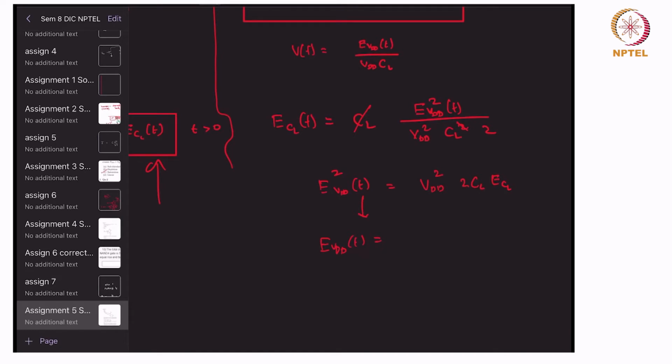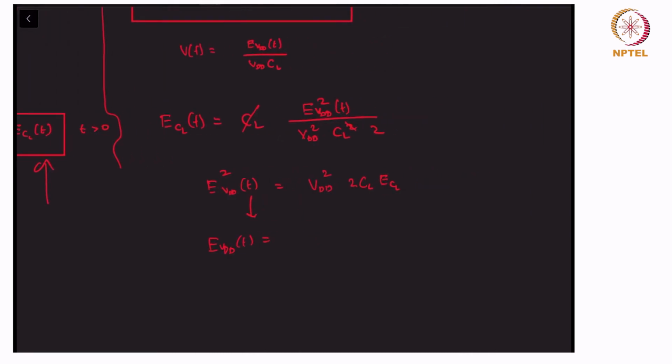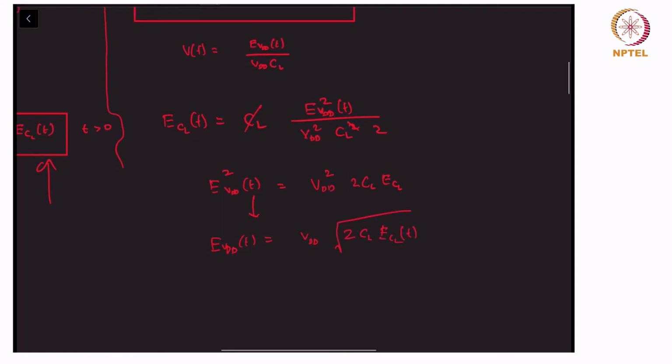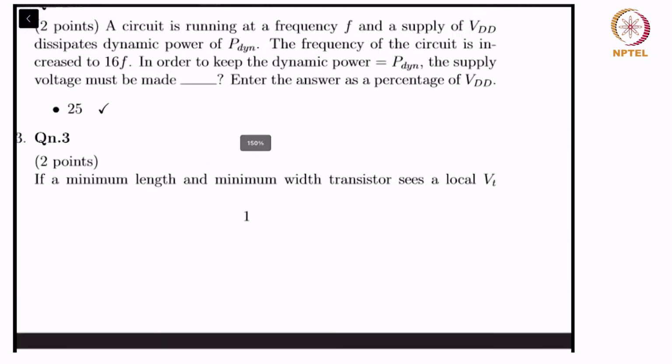In fact, E_VDD will also be positive because we have given it as the energy spent by the supply, the energy supplied by the supply, right? Not the energy dissipated by the supply. So this will be VDD into the root of 2 CL E_CL, right? So since the CL is missing here, it's just saying 2 into E_CL. Option D is wrong.